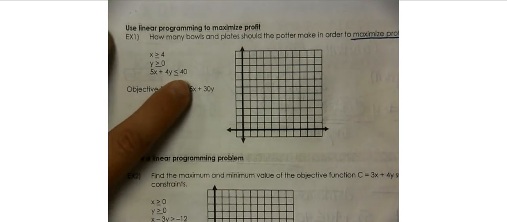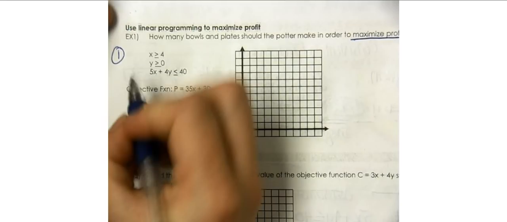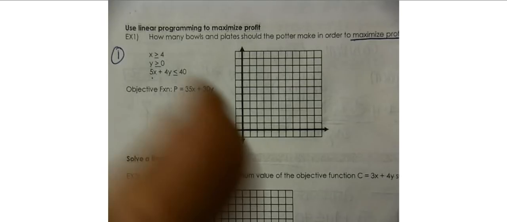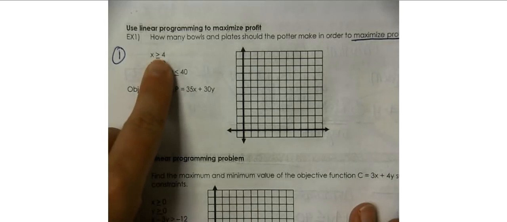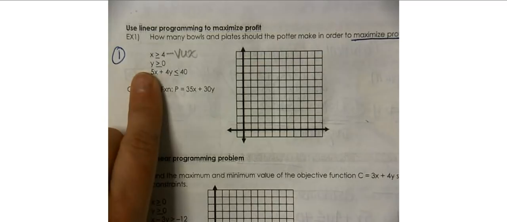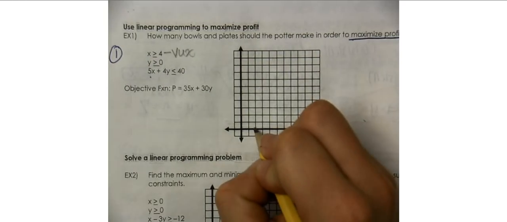So step number 1 is to graph all of these inequalities. I'm going to use a pencil because I'm going to be erasing and I want to identify my fully shaded region. I know that x is greater than or equal to 4 is a vertical line, undefined slope. X equals a number. So I'm going to go to where x equals 4 and I'm going to draw a vertical line.